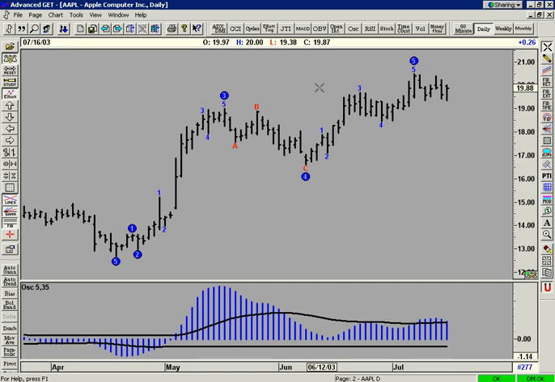So does everybody see the Apple Computer Incorporated chart in front of them on their screen?